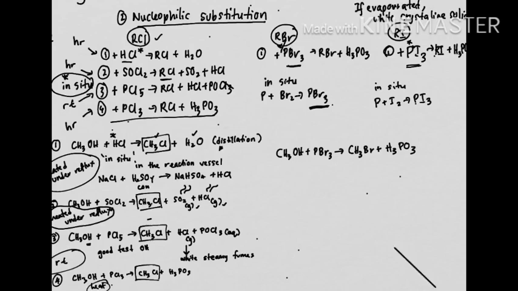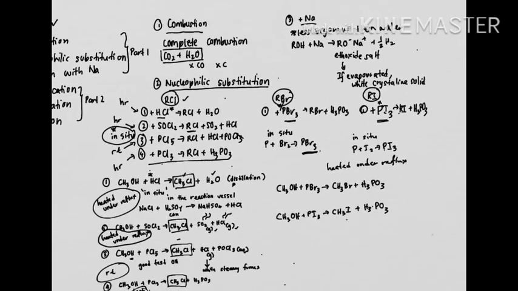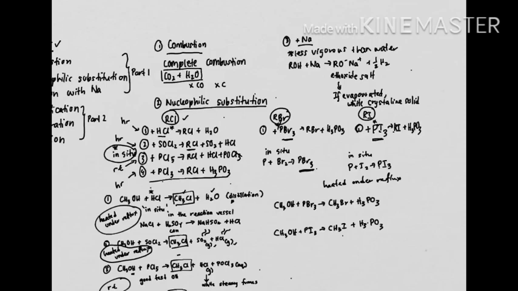If you are reacting using PI3, you are going to get this reaction: CH3I plus H3PO3. That is what you are going to get. So do remember, you are going to use heating under reflux for this reaction. All of this will be heated under reflux.